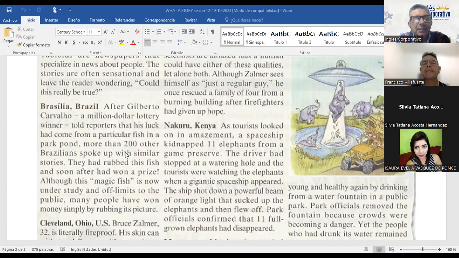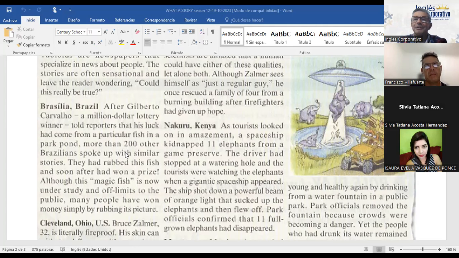And what is this story about in your own words? This story is about one man, the winner of the lottery, because he has a particular fish, and the other people spoke out about a similar story, how the fish is magic. I understand, no? Okay, great, fantastic. Isaura, anything that you would like to add? Remember that we're retelling the story in our own words. I think it is a story of one lottery.